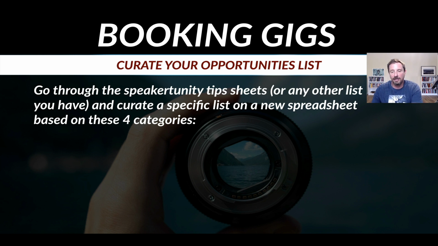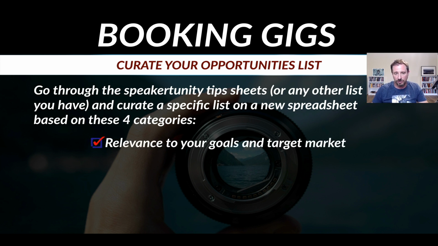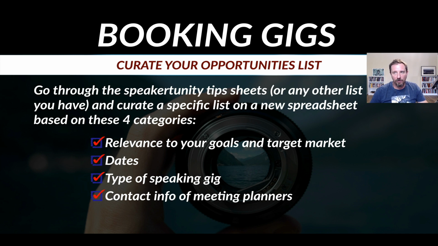The good news is we created the spreadsheet for you, but these are the criteria that we want you to put in when you're filling out a single spreadsheet. These are like the columns. Okay: relevance to your goals and target market, dates of events, types of speaking gigs, contact info of meeting planners.